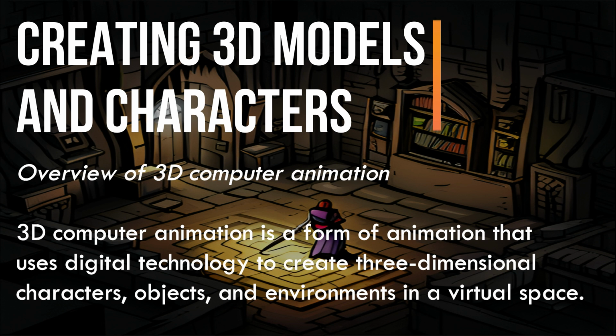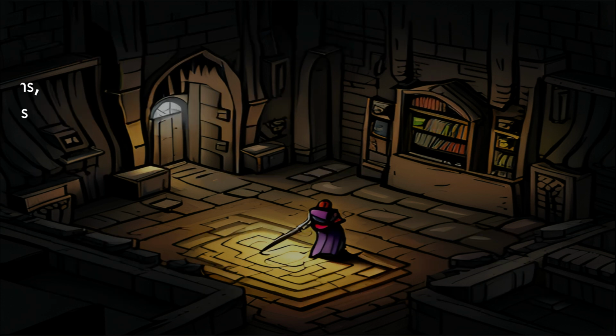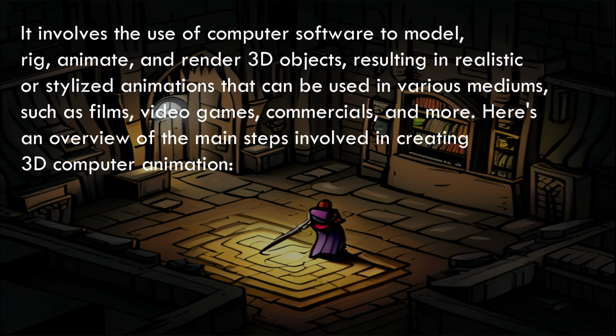3D computer animation is a form of animation that uses digital technology to create three-dimensional characters, objects, and environments in a virtual space. It involves the use of computer software to model, rig, animate, and render 3D objects, resulting in realistic or stylized animations that can be used in various mediums, such as films, video games, commercials, and more. Here's an overview of the main steps involved in creating 3D computer animation.